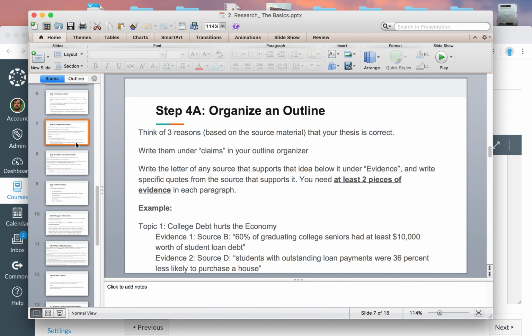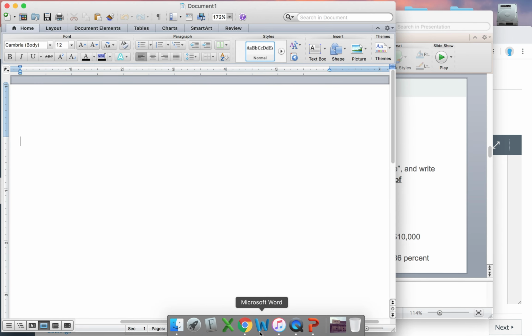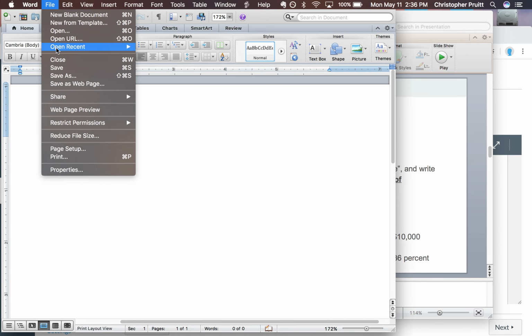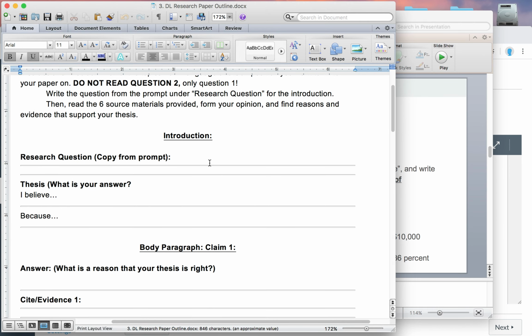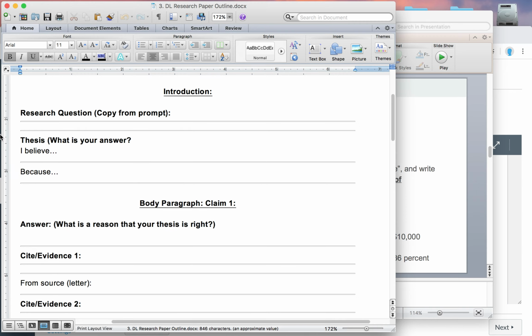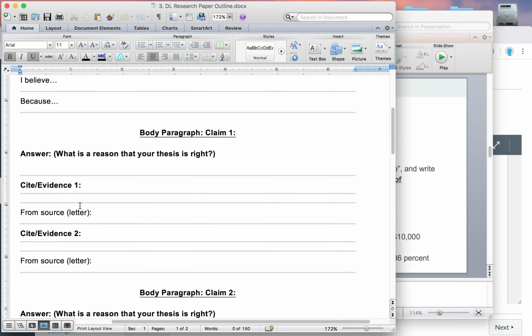Okay? So step 4, you're going to create an outline. So we should have an outline over here. If you do this outline, I promise your paper is going to be so easy. Copy over the question. Copy over your thesis, I believe blank because blank, and then tell me, what is the reason your thesis is right? And then you're going to tell me what evidence of those 6 documents did you find that supported this? And then tell me what source was that from, A, B, C, D, E, or F? And then find another piece of evidence and cite it.